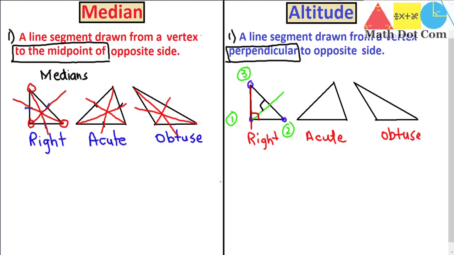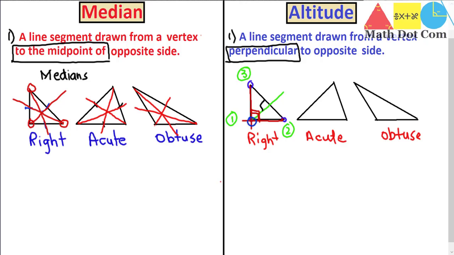From here again the line segment will be like this and it is cutting the opposite side at a 90-degree angle. So this is the 90-degree angle. This is how you have to draw the altitudes of the right triangle. So they are meeting each other at this point.